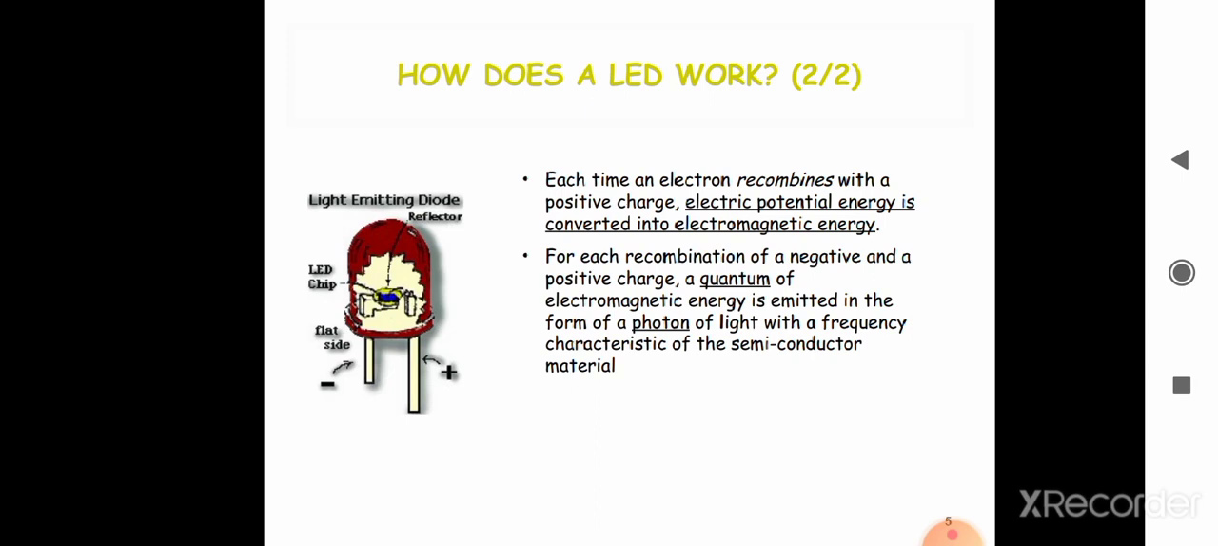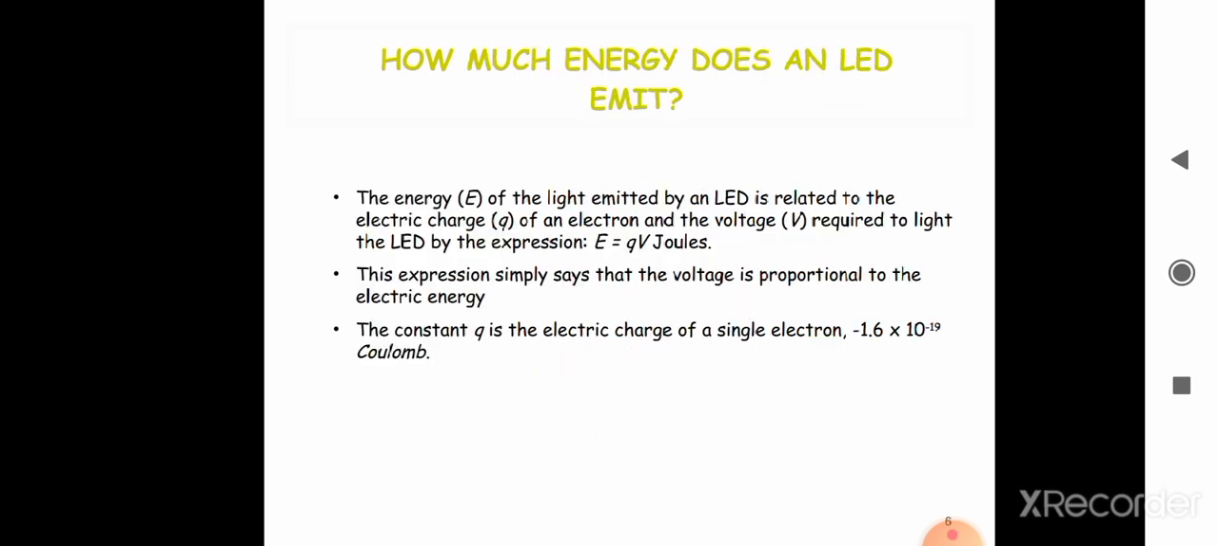You can see that there is a reflector. A reflector means the active region. The flat side of the LED shows that it is the cathode terminal. The long terminal is the positive terminal, and the inside construction is also given in your notes.